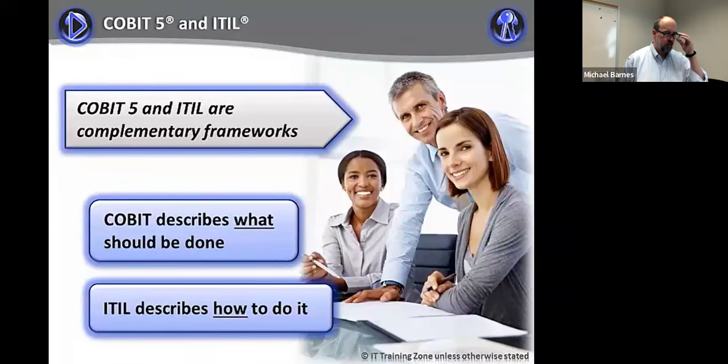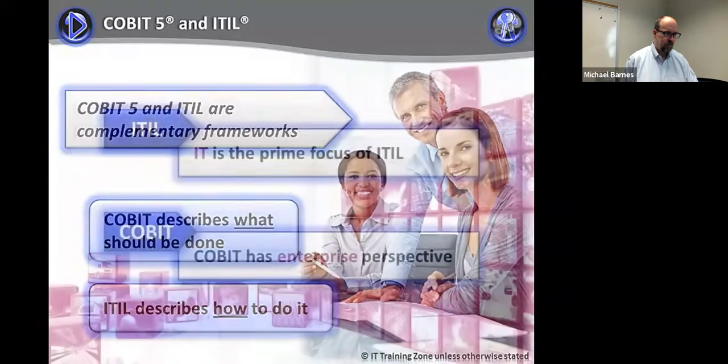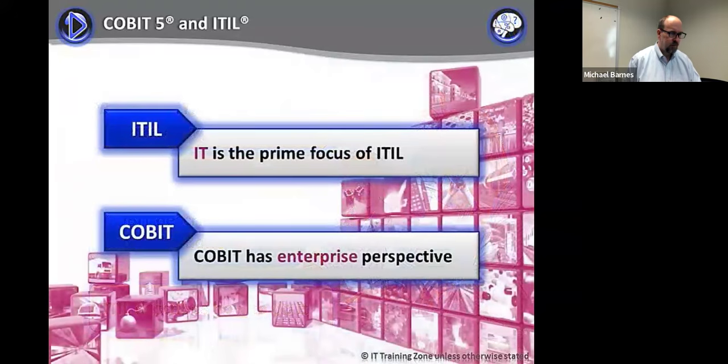Broadly, COBIT is concerned with what IT should be doing, whereas ITIL is more concerned with how it does things. The two frameworks are both concerned with IT, of course, but each has a different focus. ITIL is very much focused on IT. Of course, it recognizes the primacy of the business. It emphasizes that IT exists to support the business. But the bulk of its advice relates to matters internal to IT.